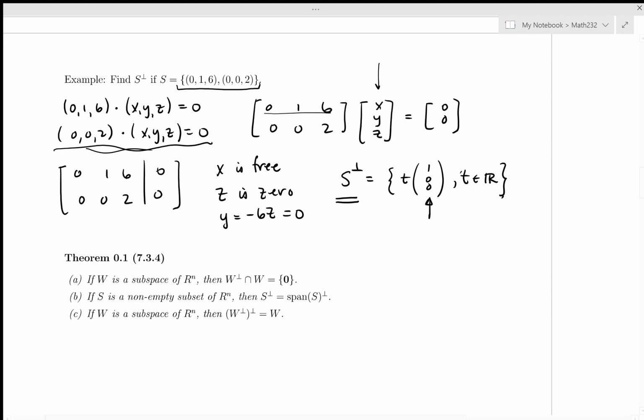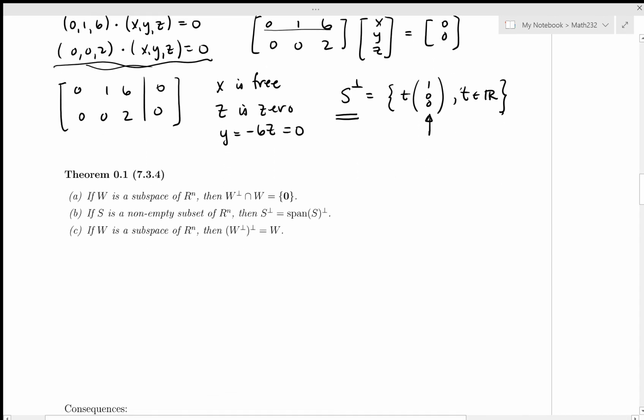Okay. There are some theorems telling us how to relate certain things to one another. Here we have, if we were to take the orthogonal complement of a subspace W and intersect it with the vectors that are in W, we would end up with the set containing the 0 vector. So that's this right here, the set containing the 0 vector.